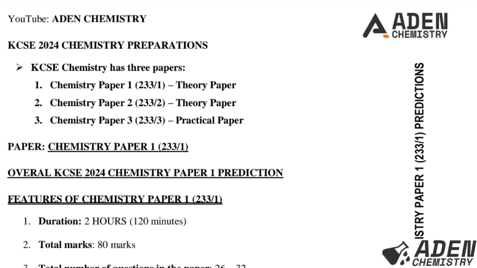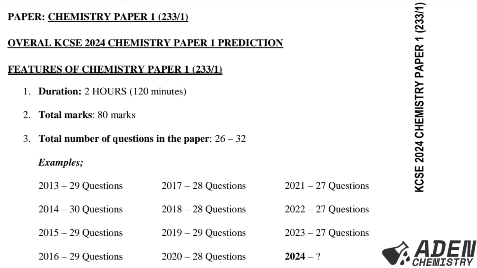So today we are going to do the analysis of chemistry paper 1, which is called 233/1. So kindly stay with us until the end of the video. To start with the analysis of chemistry paper 1, we are going to first of all see the overall KCSE 2024 chemistry paper 1 predictions, and we are going to start by first of all knowing the features of chemistry paper 1.